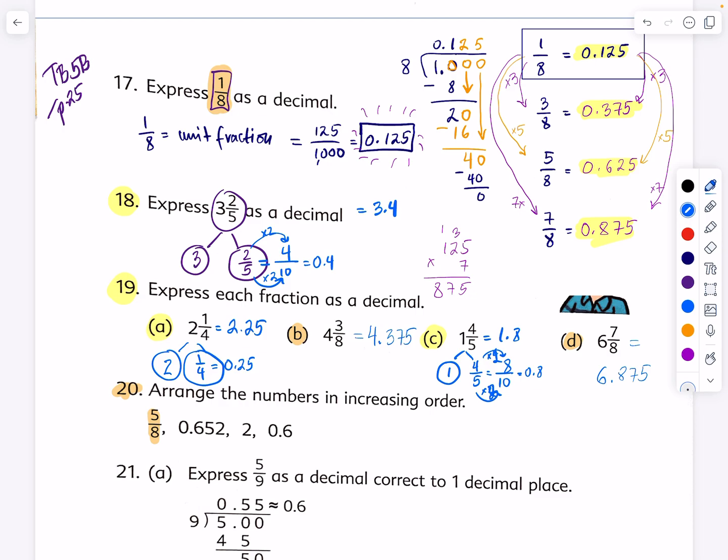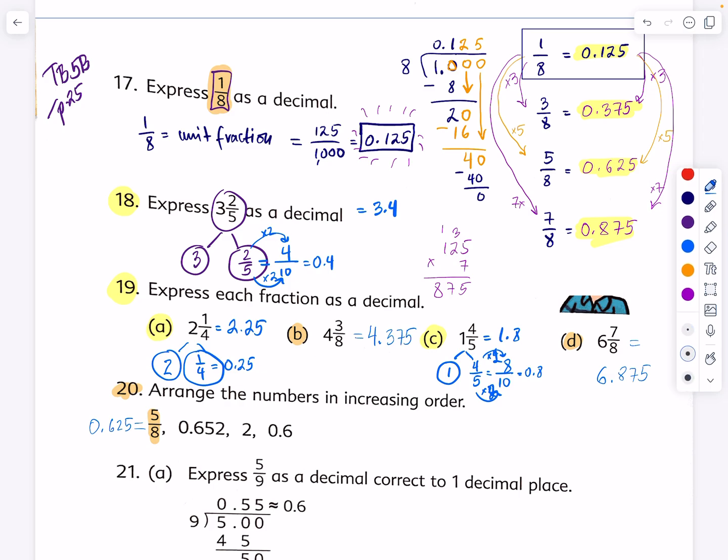And finally, look at number 20. We need to arrange all these numbers in order. Let's first convert 5/8. We already have done that. We know that 5/8 is 0.625. Now, let's arrange them from smallest to biggest.